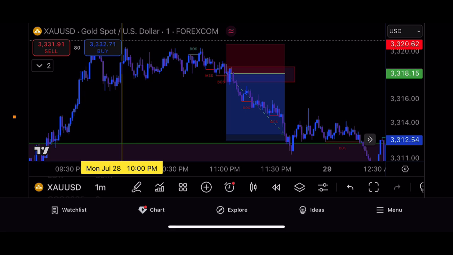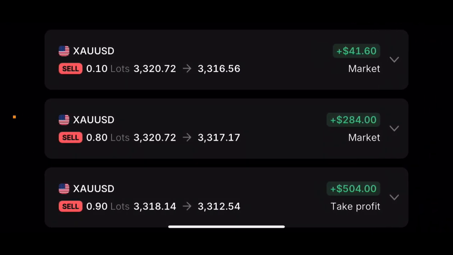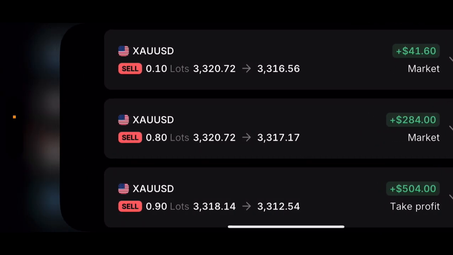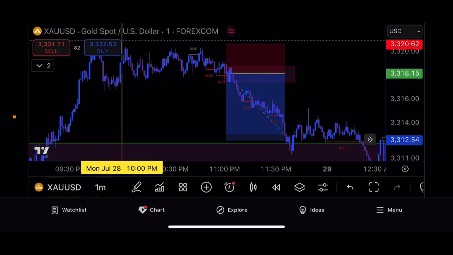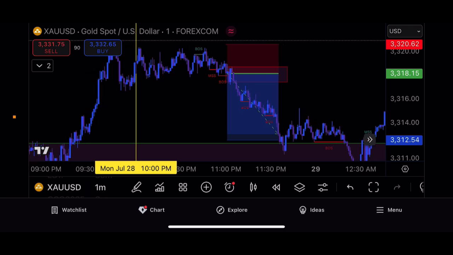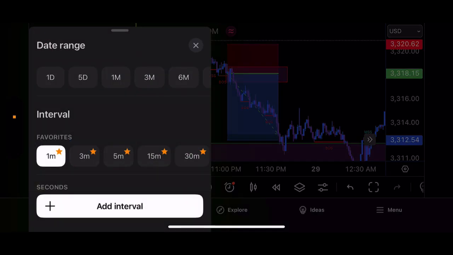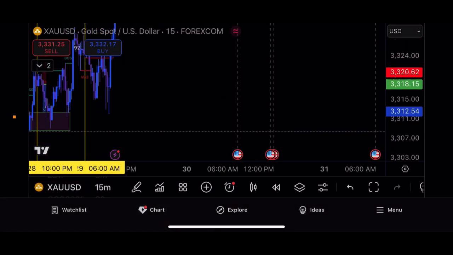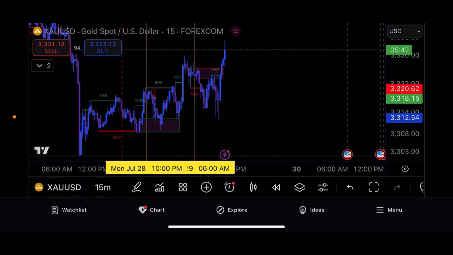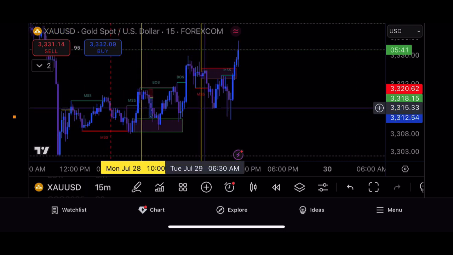Net profit for this trade, as you saw, was 504. I want to say, yeah, 504 flat, and that was a setup for the 28th of July, Monday night. Now we're gonna go back to the 15, go to the second setup, which occurred Tuesday, July 29th.